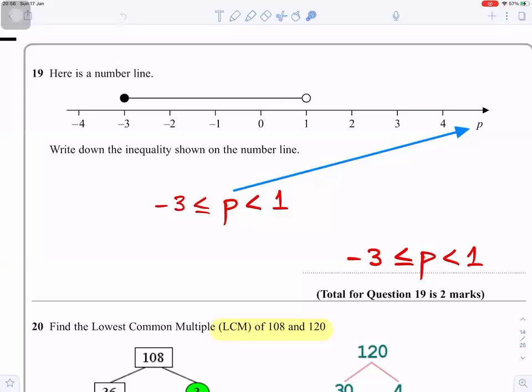Question number 19. Here is a number line. Write down the inequality shown on the number line. We start at -3. We end at 1. Because it is shaded in black, we use less than or equal to, because that means it includes -3. And because this one is not shaded, we use less than because it doesn't include 1. So it's -3 less than or equal to P less than 1.